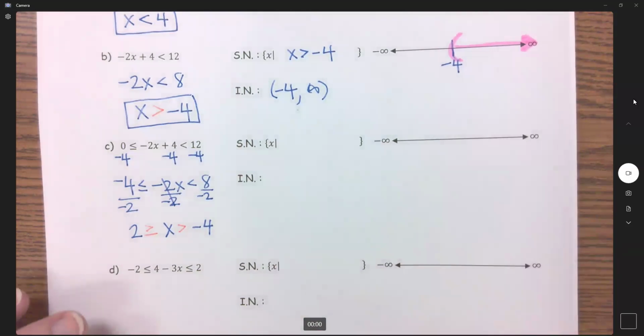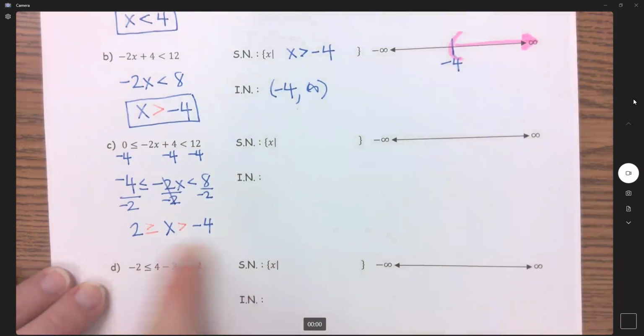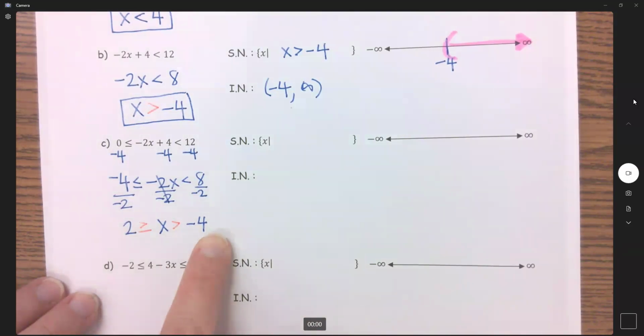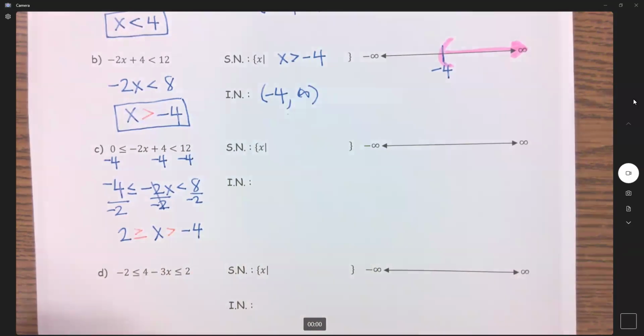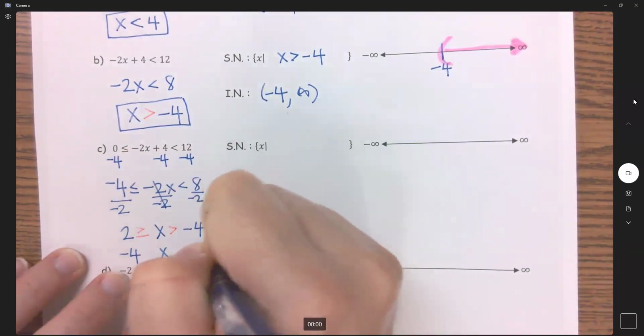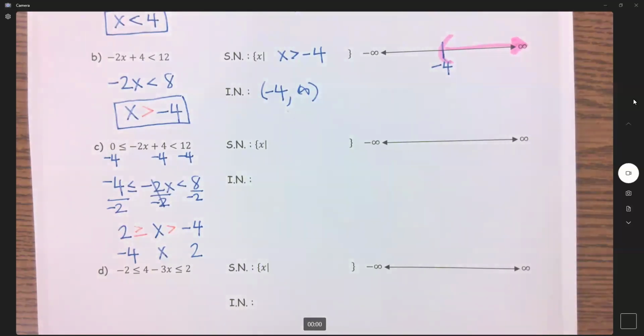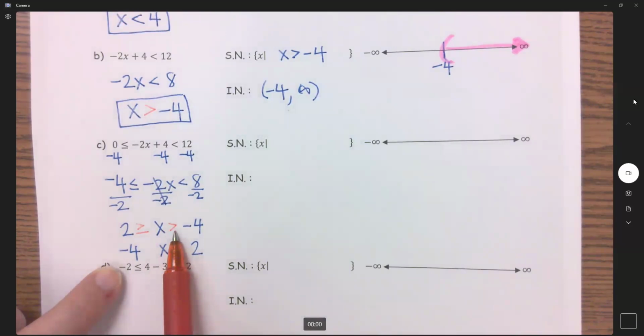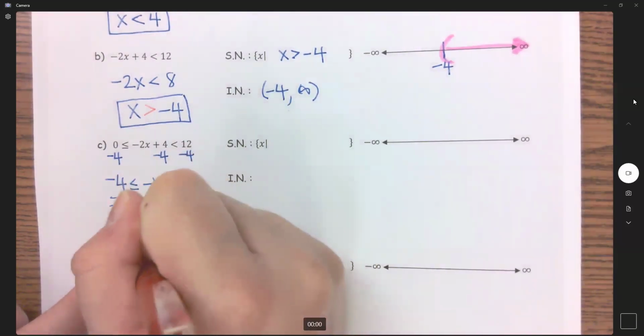Now, when we write these in our compound inequality, this always needs to be from least to greatest. And right now, this is greatest to least. So I need to flip this. So -4 is going to come over here. 2 is going to come over here. And I need to flip this. So here, this was greater than. Now it needs to be less than.